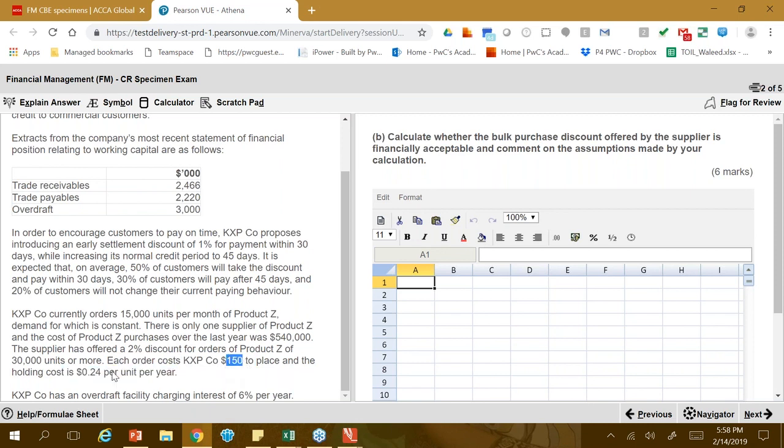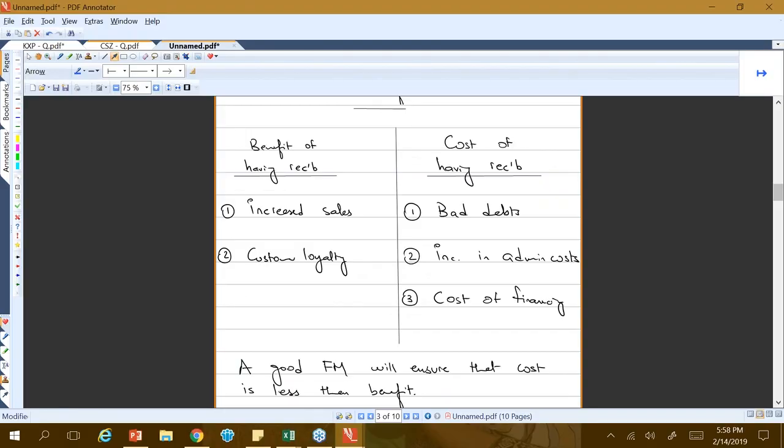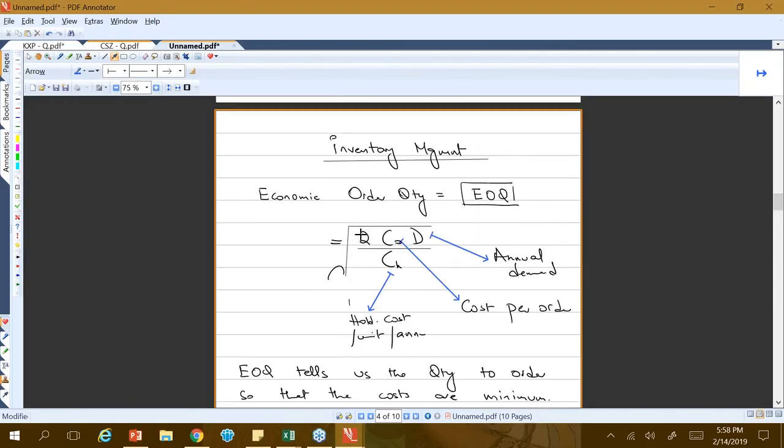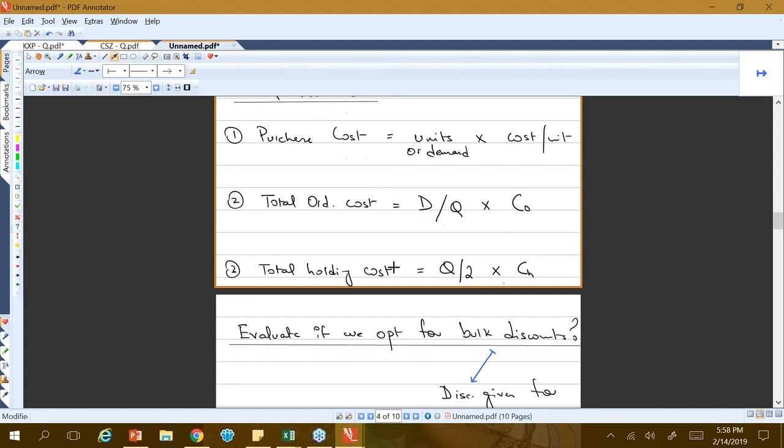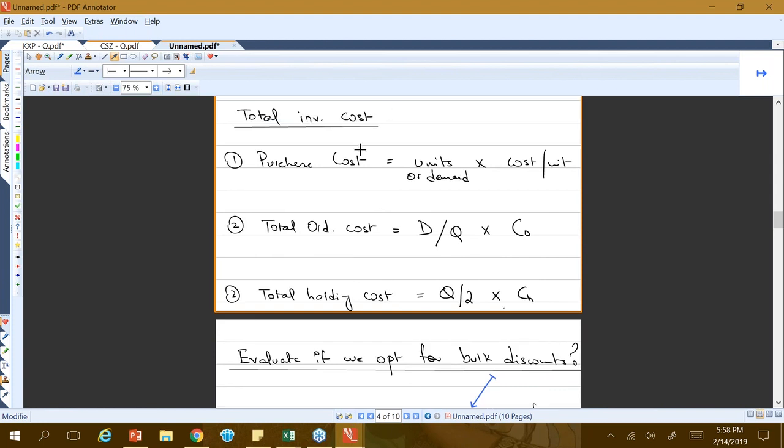So this is the CO and this is the CH, holding cost per unit per annum. And that's it. Before I do this one, can I take your attention and revise how to work out the EOQ? 2 CO D over CH. We have the CO, we can work out the annual demand, and then the CH. Once this is done, a key calculation is working out the total inventory cost: purchase cost, total ordering cost, and the total holding cost. So remember these calculations: D over Q times CO, and Q over 2 times CH.